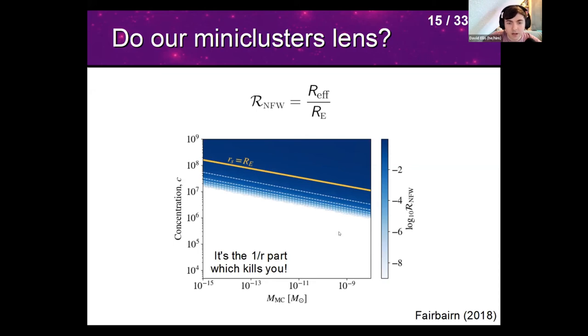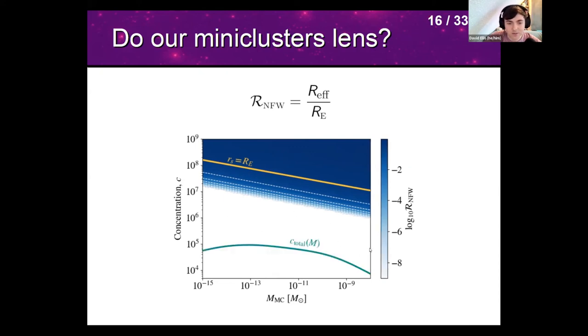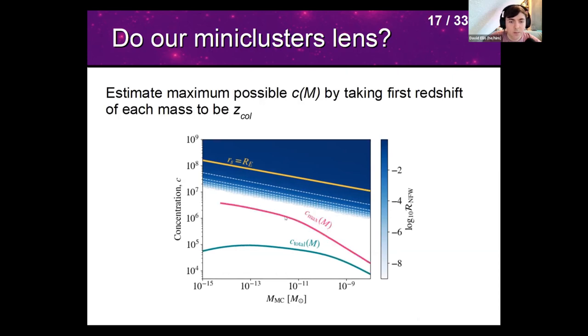Now, where do our previous results lie on this graph? Well, it's probably not a good sign that I've left so much white space down here, because this is where these maximum concentrations, the concentrations at redshift zero that we predicted, lie. This is only the average line. We can estimate the maximum possible concentration, though I don't have time to go through how we do that. But we predict that the maximum possible concentration that NFW mini clusters can have would lie somewhere around here. So we see there's still a lot of distance between this and the potentially lensing area.